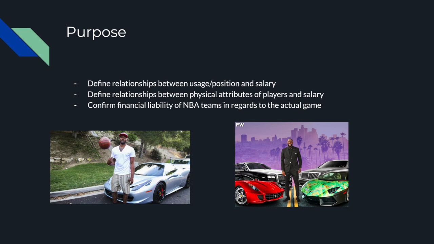The next relationship we seek to define is between the physical attributes of each player and how much they're being paid by NBA teams. This indicates the financial liability teams are willing to take if your attributes contribute to that. We'll determine and examine that in our analysis.